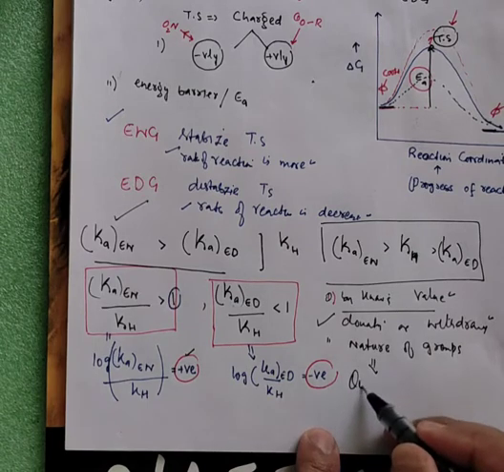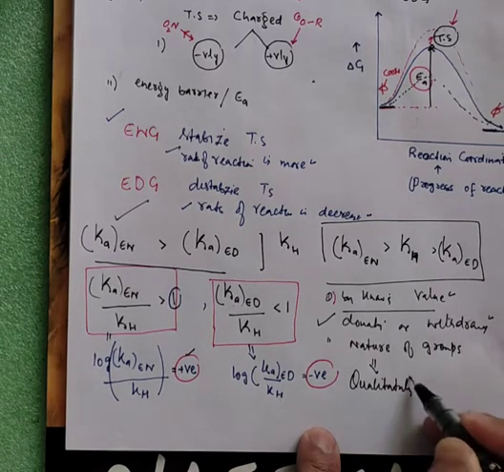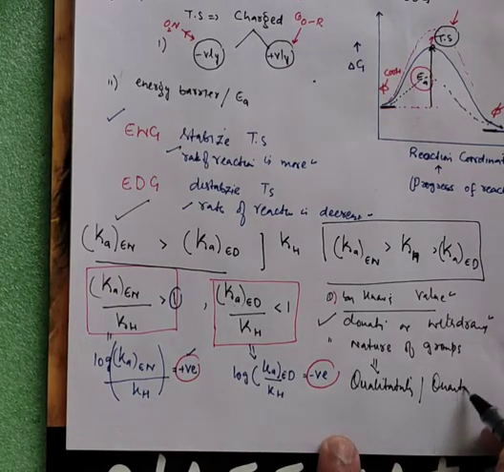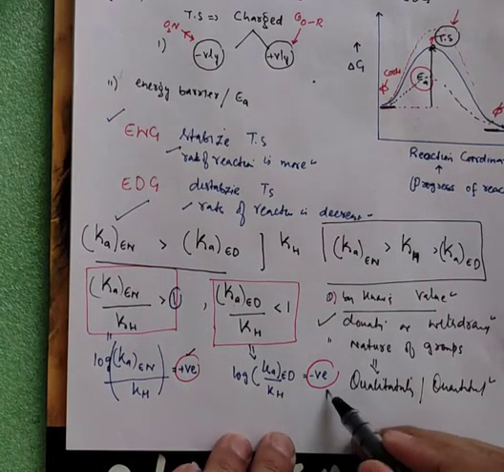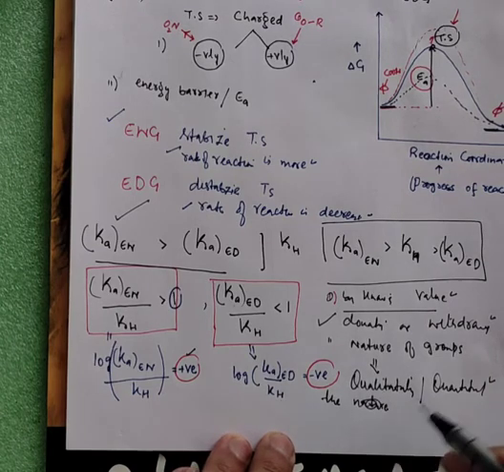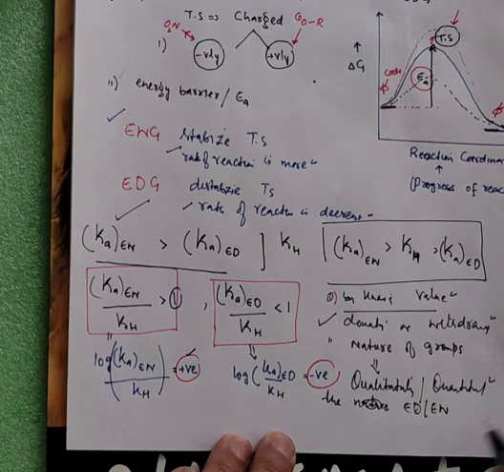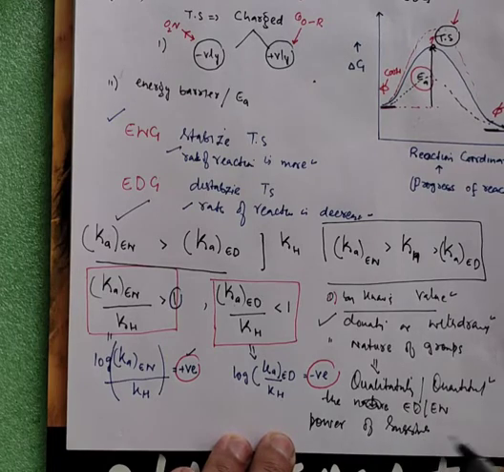I can predict qualitatively as well as quantitatively, that means which type of group, and quantitatively the strength of the groups, the nature of groups, or the electron donating or electron withdrawing power of groups, the power of substituents in the ring or in the benzoic acid.